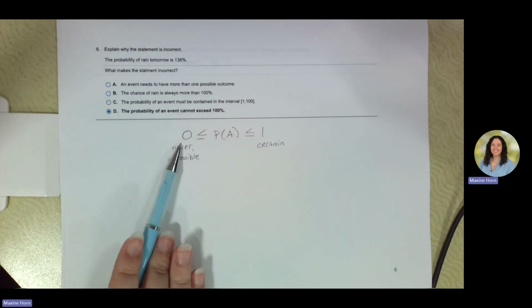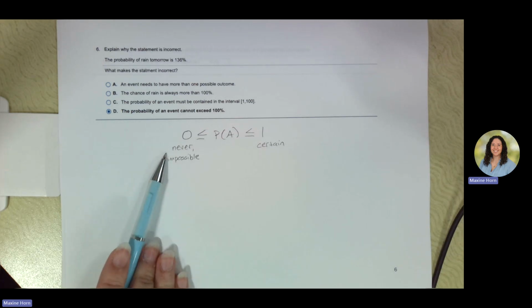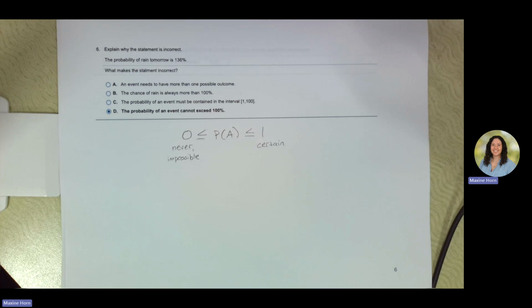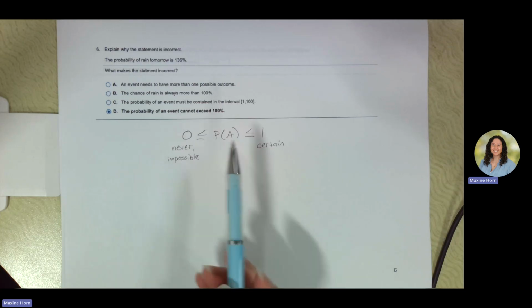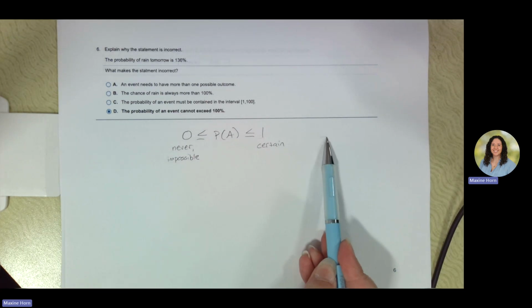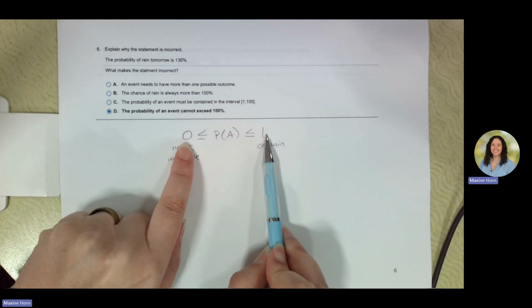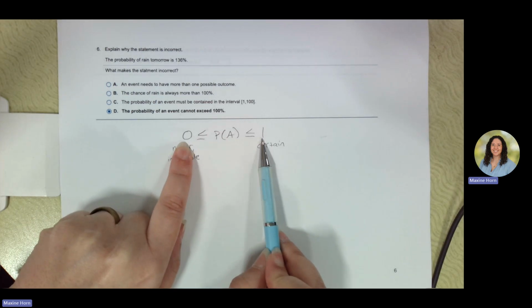If I said the probability that my birthday will be in February is 0, well, my birthday's in October, so it's never going to happen that my birthday will be in February. It's impossible for that to happen, so I can say that it's 0. What I can't be is 136% sure of something. I can only be between 0 and 1 inclusive, meaning that I can include the boundary numbers of 0 and 1.